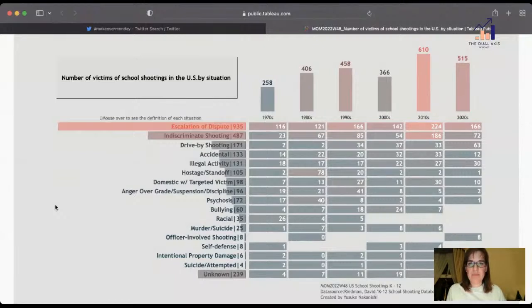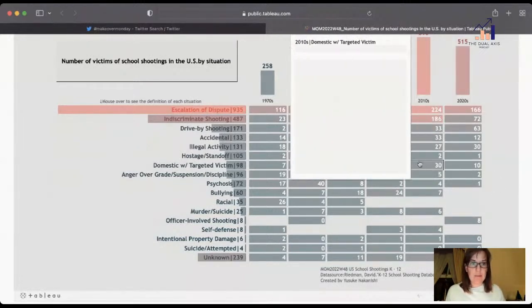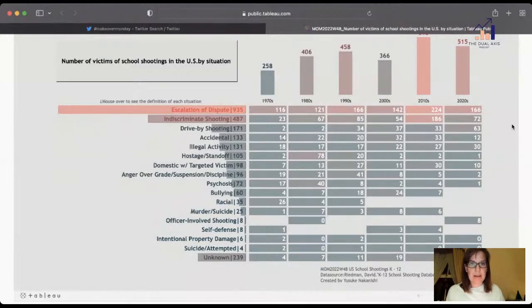Escalation of dispute caused the most victims in school shootings, and to then see on the right how that's more of an issue in the last decades, at least if I'm interpreting that right, and then indiscriminate shooting. Again, yeah, I like the use of this highlight table. I think it can be squished up so these columns don't need to be so wide, because none of the numbers are longer than 3 digits, thank God. They can be pushed together a bit.